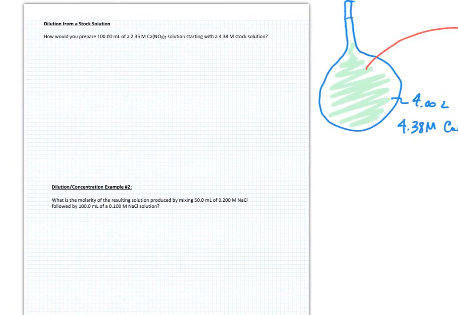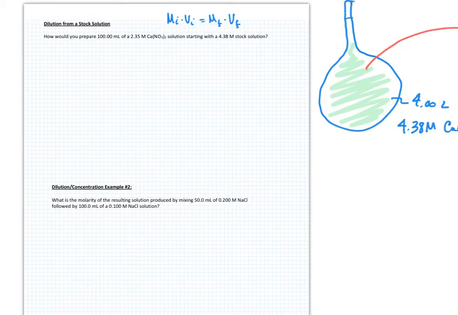We can do this with a very simple equation: M initial times V initial is equal to M final times V final. What I mean by M initial is the initial molarity, times the initial volume, is equal to the final molarity times whatever the final volume is.